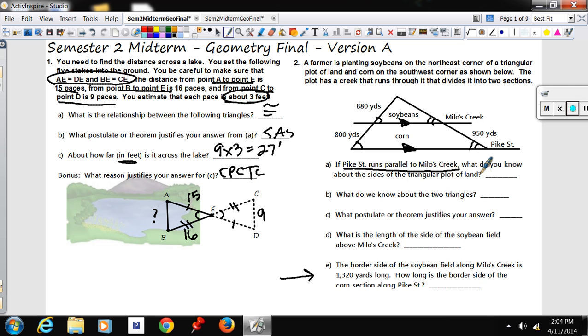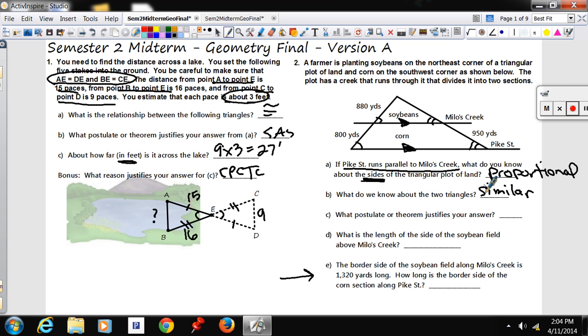So it says, what do we know about the sides? Not the triangles, not the angles, but the sides. They're proportional. Sides can be proportional. Sides can make equal ratios. So the sides are proportional. What do we know about the two triangles? Triangles can be similar to each other. They can be a big one and a small one. So triangles can be similar.